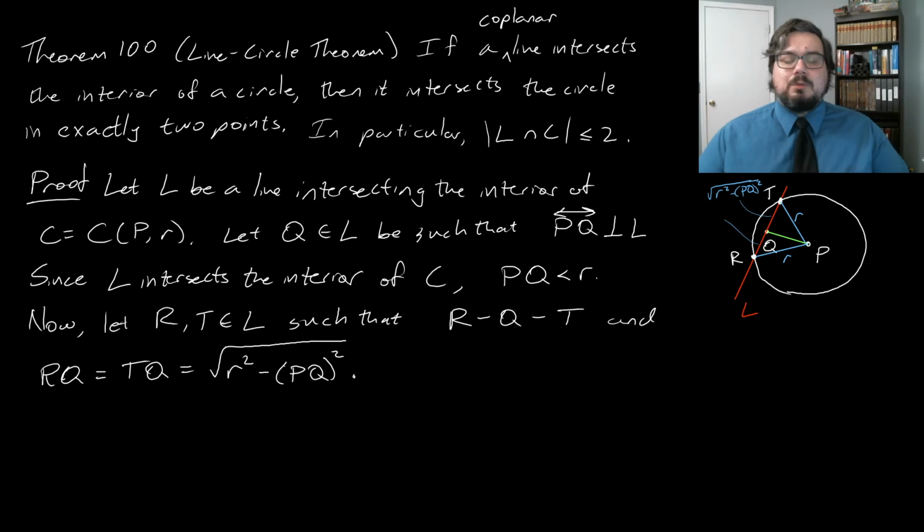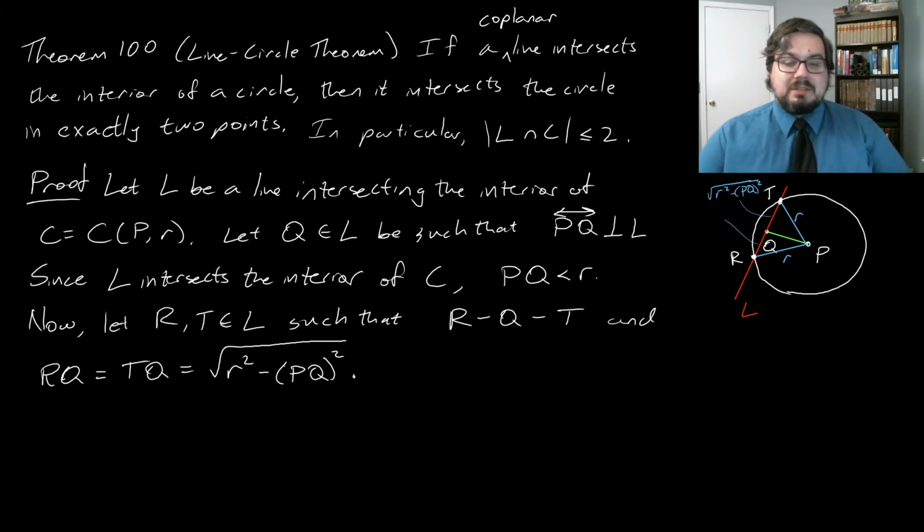We do, however, we are working with the real numbers, we're taking those for granted, and so we can look at the number r squared minus PQ squared. We've just shown that PQ is less than r, therefore r squared minus PQ squared is positive, therefore it has a square root, and therefore we can construct the points R and T that are a distance of the square root of r squared minus PQ squared away from Q.